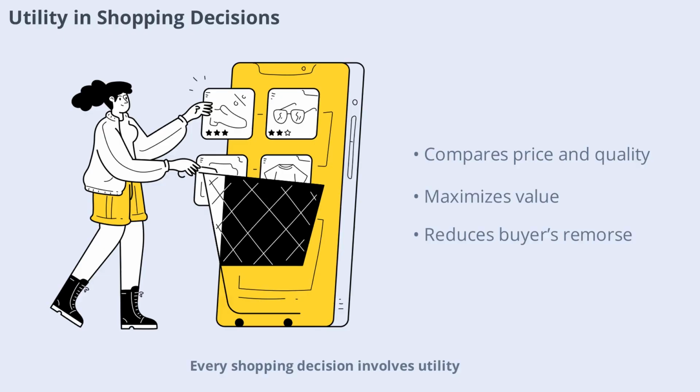Every shopping decision involves utility. Whether you're buying groceries or a new gadget, you compare the utility of different products based on price, quality, and features. Utility-based decision-making helps you get the best value for your money and avoid buyer's remorse.